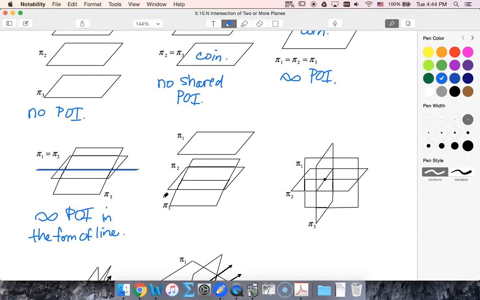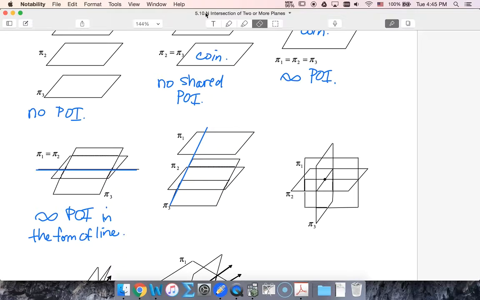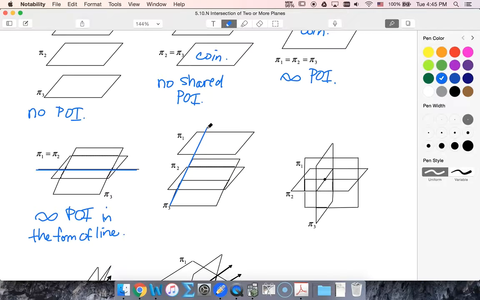Another scenario that might happen is where 2 planes are parallel but distinct, and a third plane is not parallel. So this plane would continue to extend. So it's going to continue up. So it'll continue this way, sort of. Let's make those actually line up. And then we'd come down.